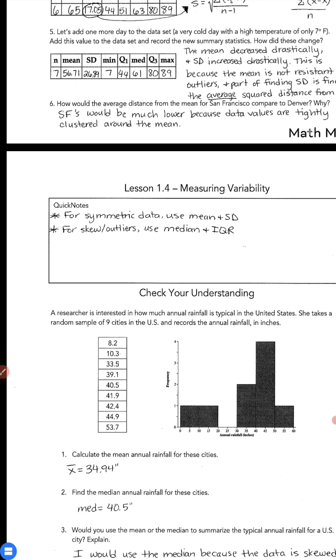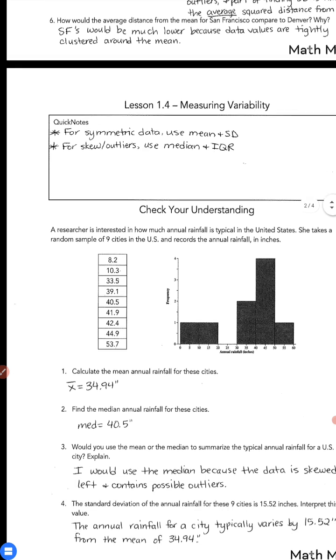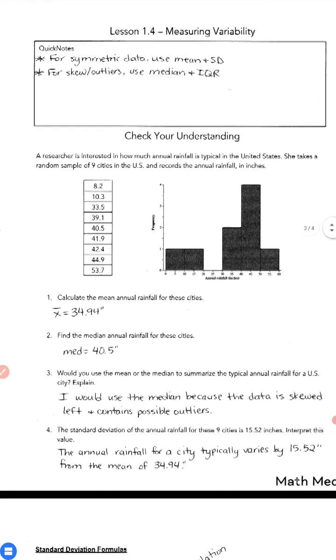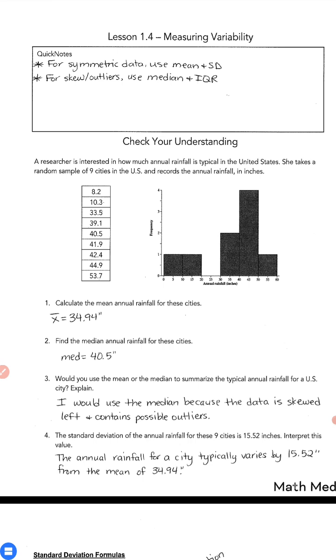We will learn that in the next section. Okay? So just a quick example. If I was asked to calculate the mean rainfall for the cities shown in this table, I first of all would use the symbol X bar, because this is just a sample of 9 cities from the U.S. So X bar is the symbol for sample mean.